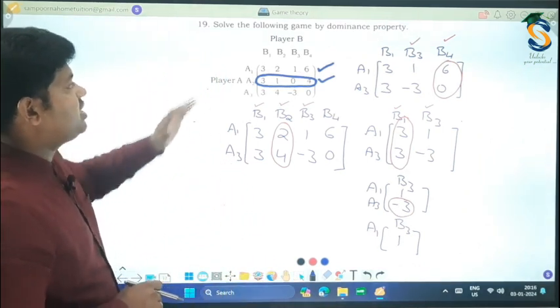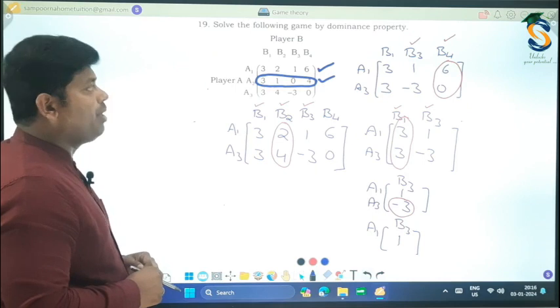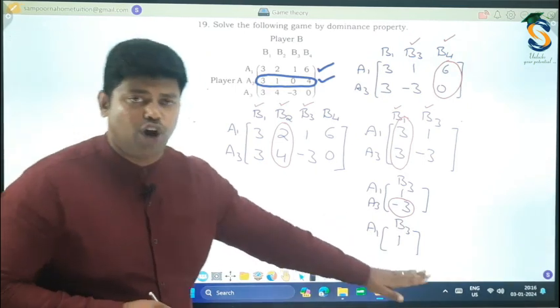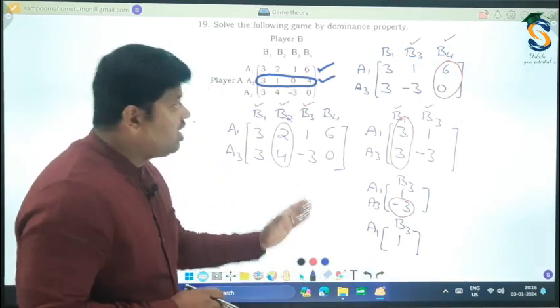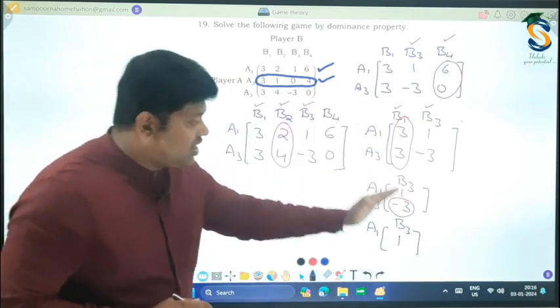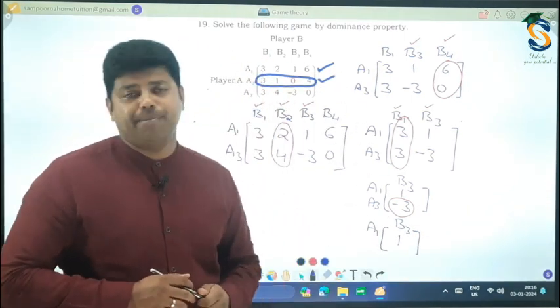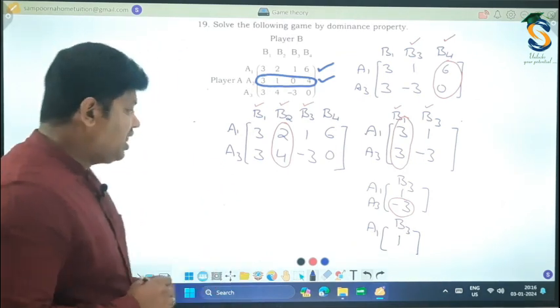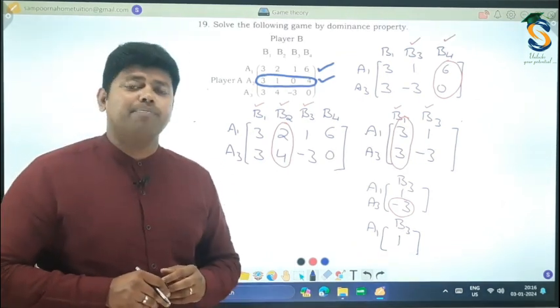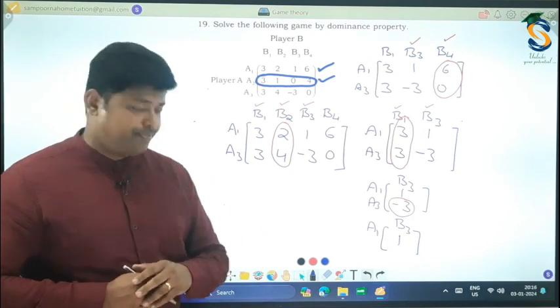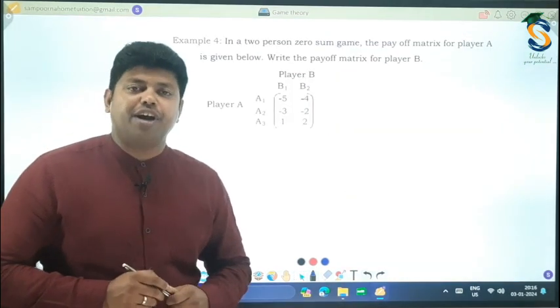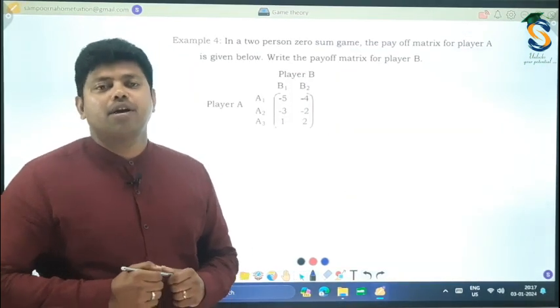So the question is, solve the following game by dominance property, hence we solved. Okay, that's all. If you write with the conclusion, if we solve this with the conclusion, you will get 5 marks. Okay, now let us see one more problem, that is a 2 marks problem. Yes students, this is in front of you, a 2 marks question.